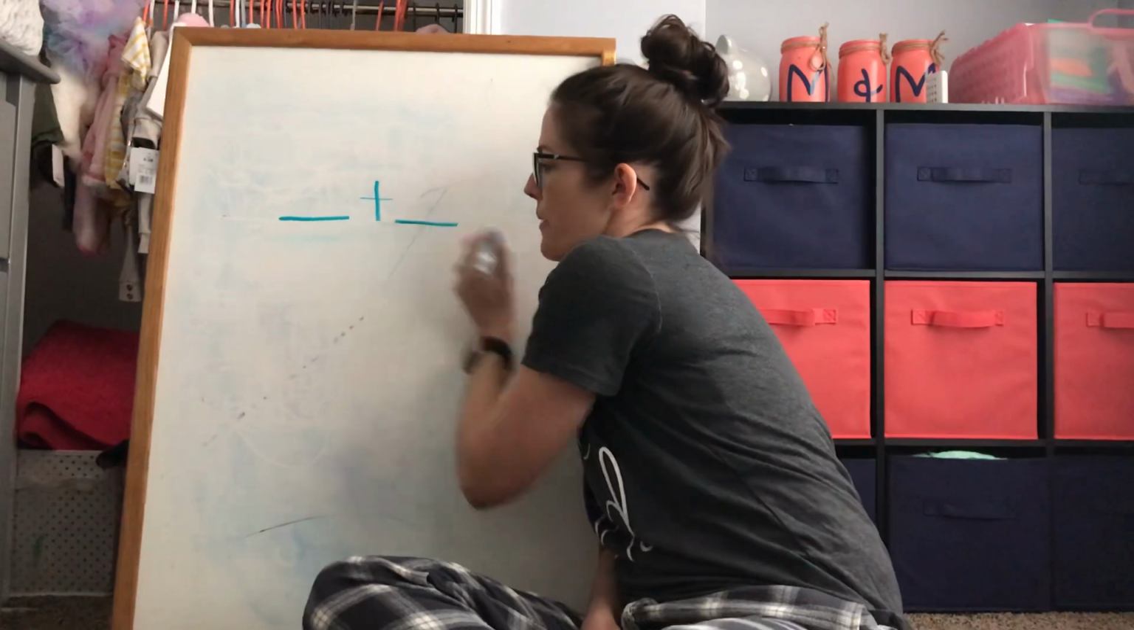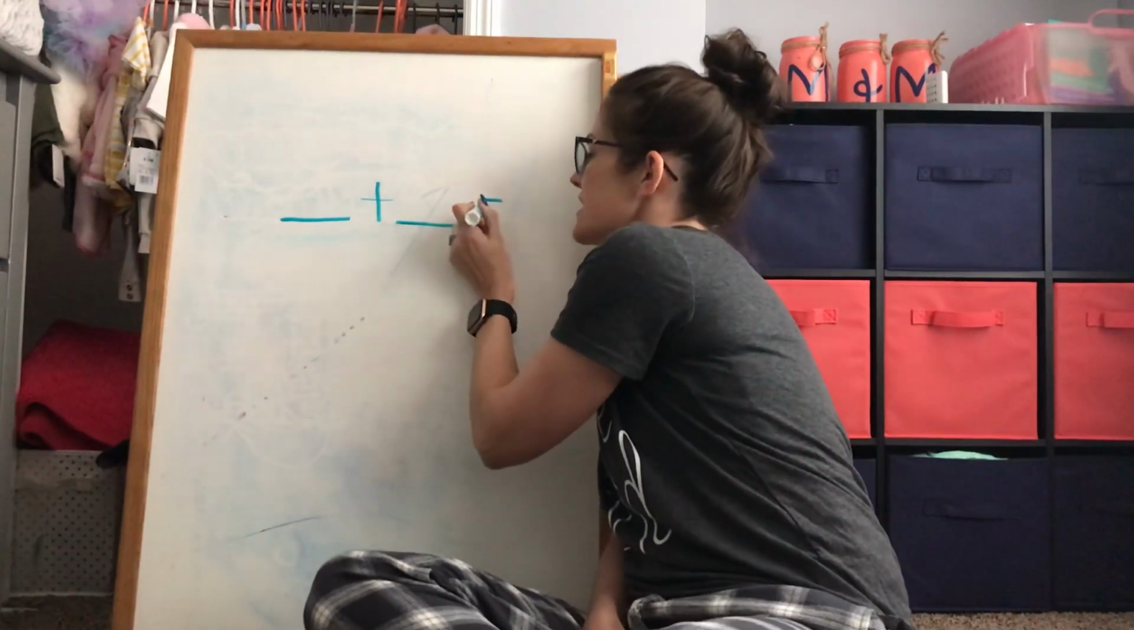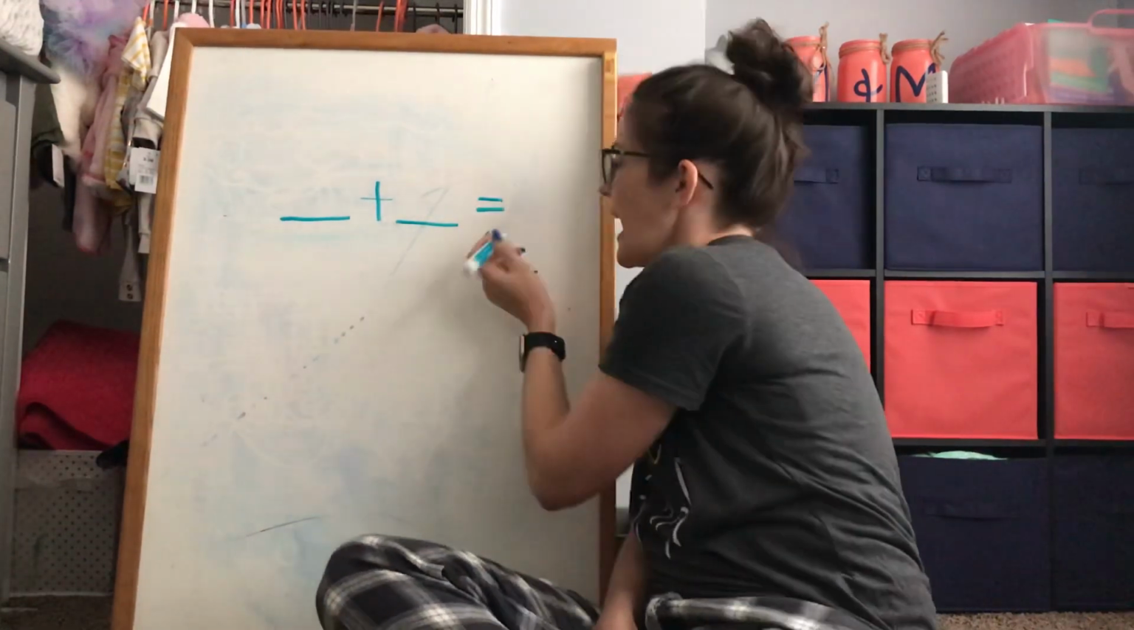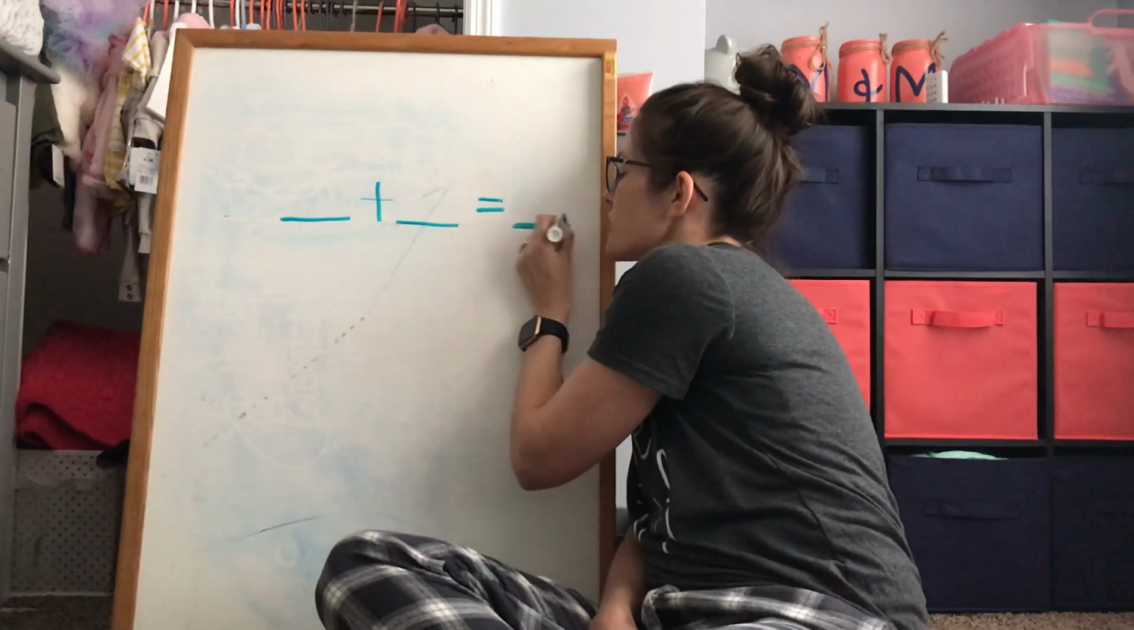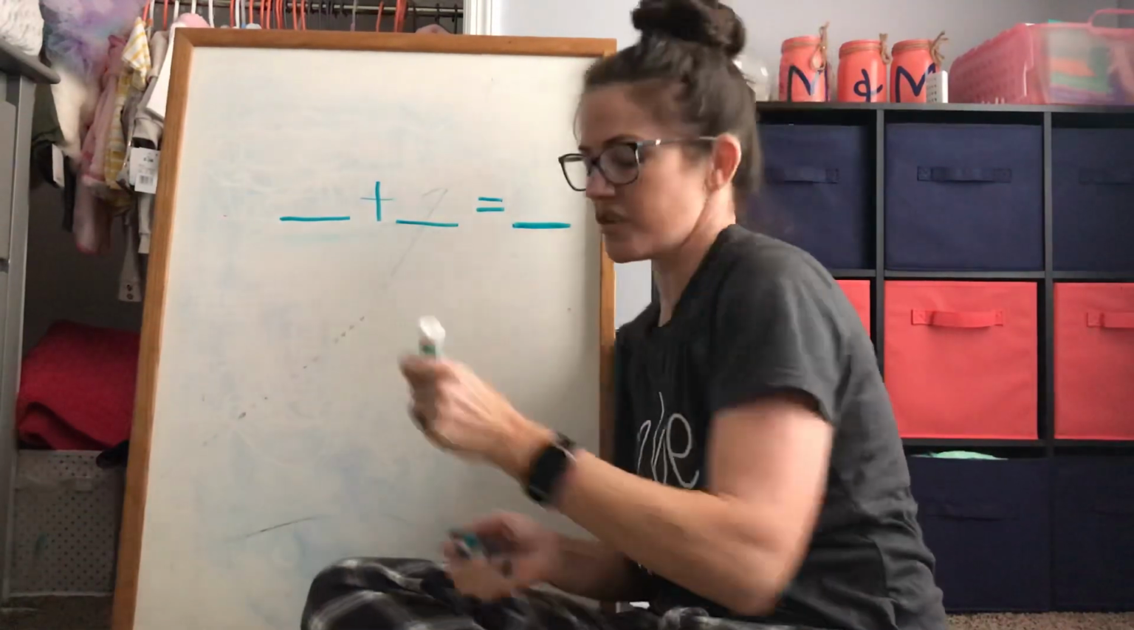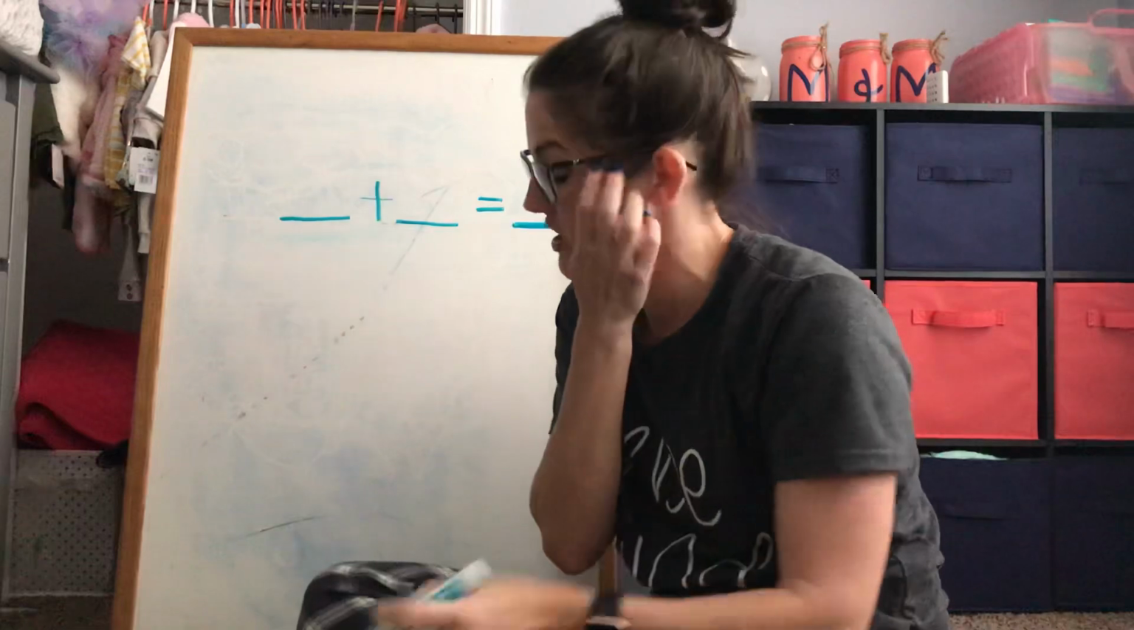And then my other line goes here. Then we know this is the equal sign, and my sum is going to go on this line, the total of these two numbers. And I'm going to show you some different strategies to figure it out.